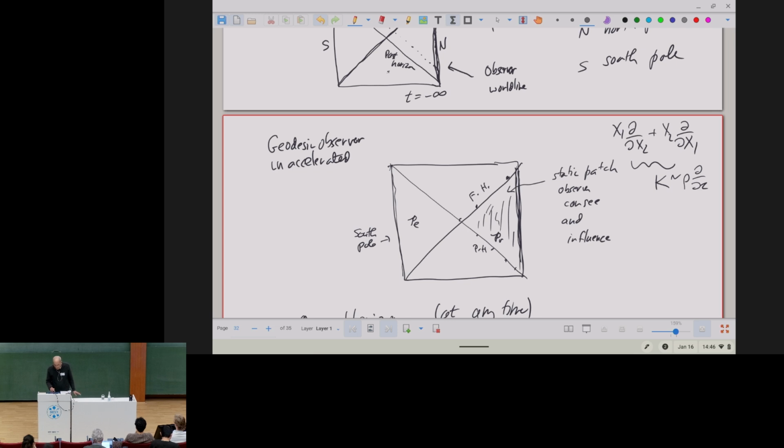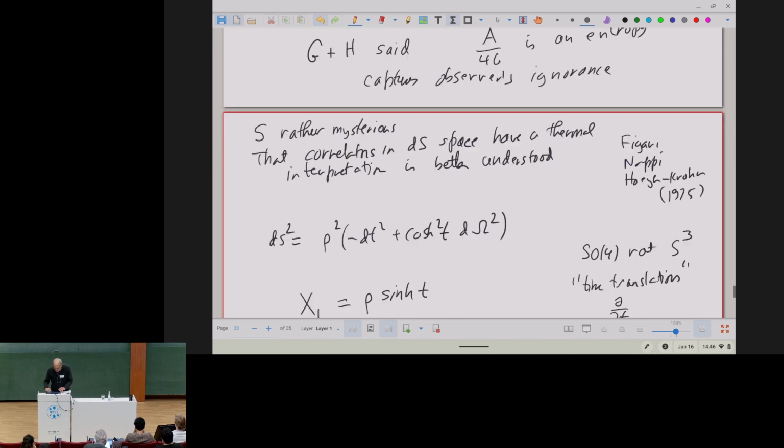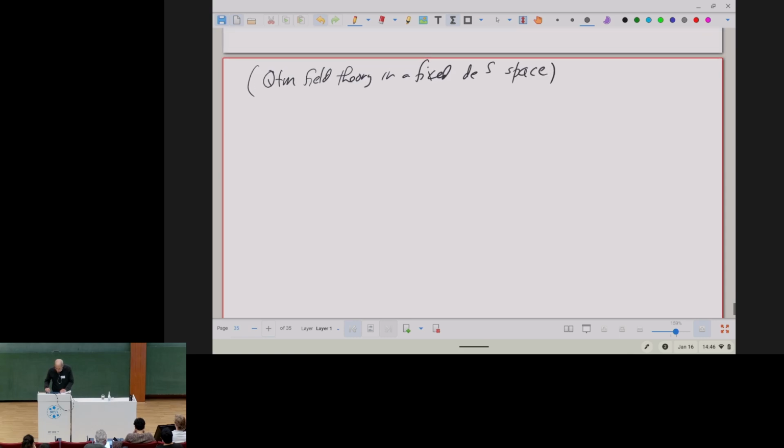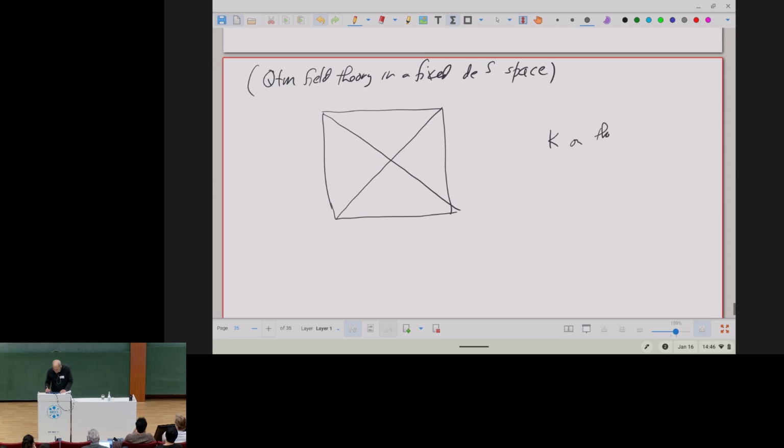Likewise, the same boost is a symmetry of the south pole, so it's a symmetry of the complementary static patch. And if you ask how that K acts, in terms of the x's, K is x1 d by dx2 plus x2 d by dx1. It generates a boost of x1 and x2.